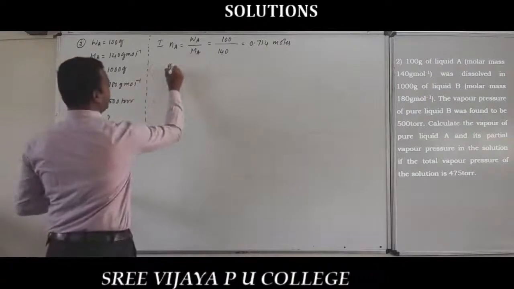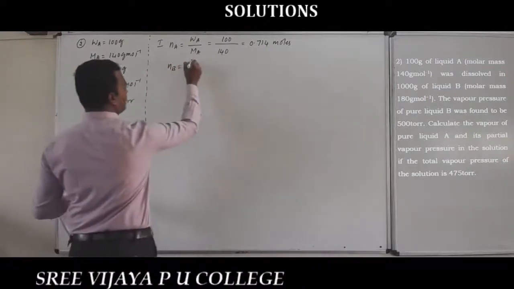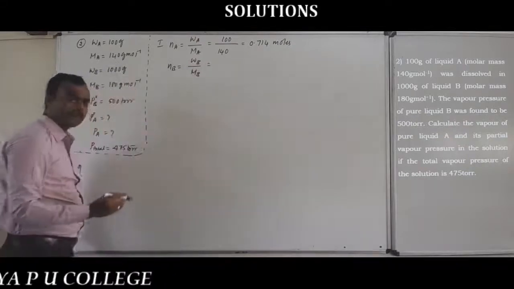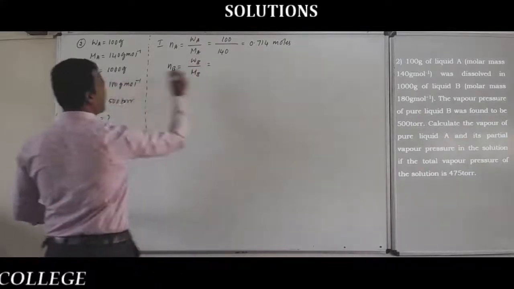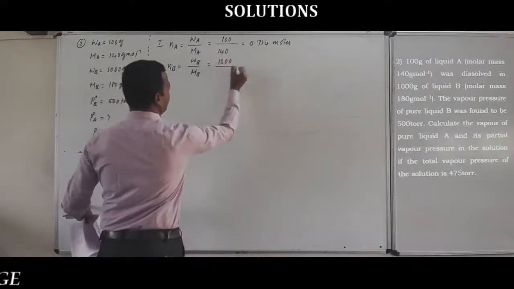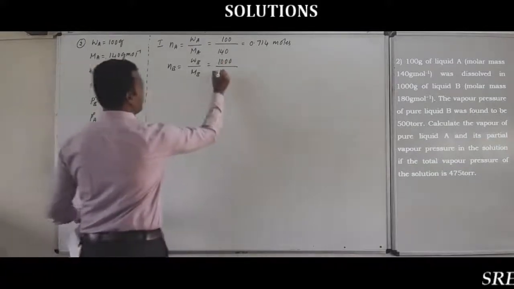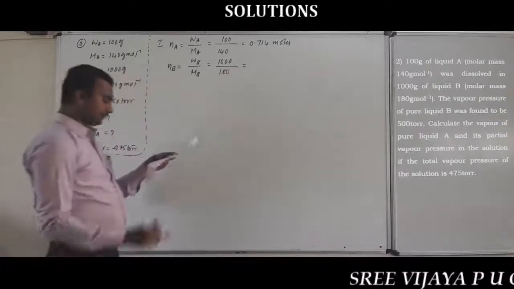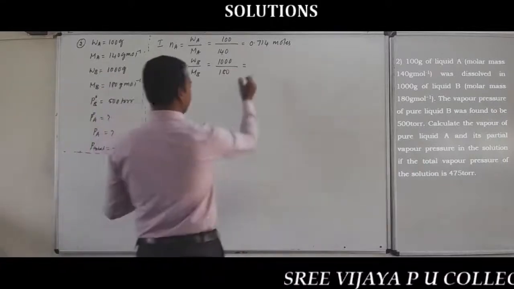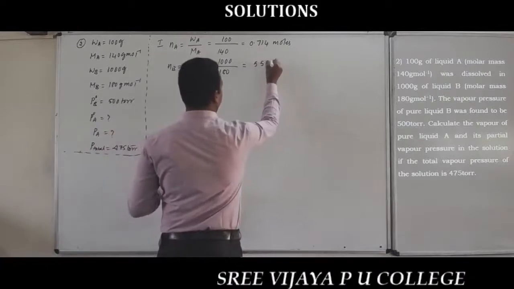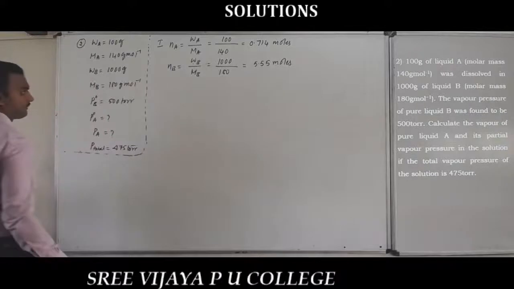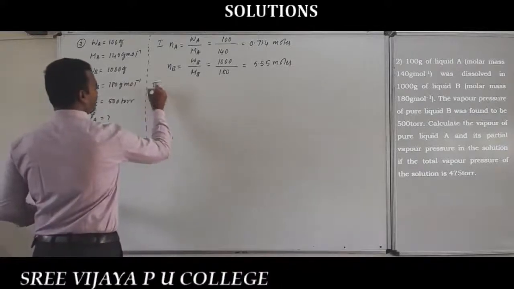Similarly, number of moles of component B is equal to mass of component B divided by molecular mass of component B. Mass of component B is given, that is 1000 gram divided by molar mass, also given, that is 180 gram per mole. Gram cancels. So the number of moles of component B is about 5.55 moles.